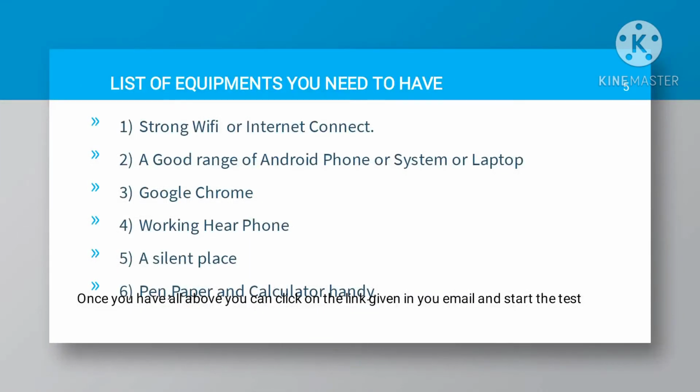Before you start the test, you need to make sure that you are equipped with the below important things. 1. Strong Wi-Fi or internet connection. 2. A good range of Android phone or system or laptop. 3. Google Chrome. 4. Working earphones. 5. A silent place. 6. Pen, paper and calculator handy. Once you have all of the above, you can click on the link given in your email and start the test.